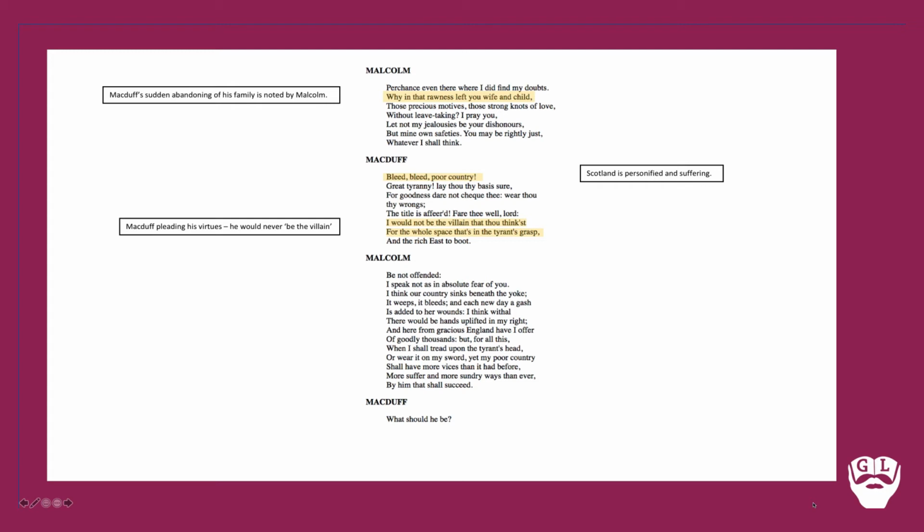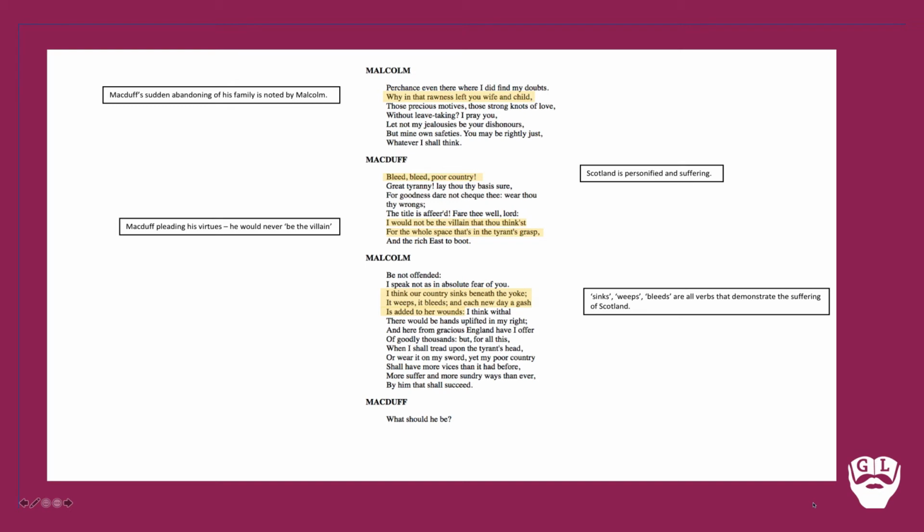Malcolm then asks him to not be offended, and he says, "I think our country sinks beneath the yoke, it weeps, it bleeds." Notice that present tense, weeps, bleeds. "Each day a new gash is added to her wounds." Notice these verbs, sinks, weeps, bleeds. They're demonstrating the continual suffering of Scotland. You know, it's not that it's happened, it is happening.